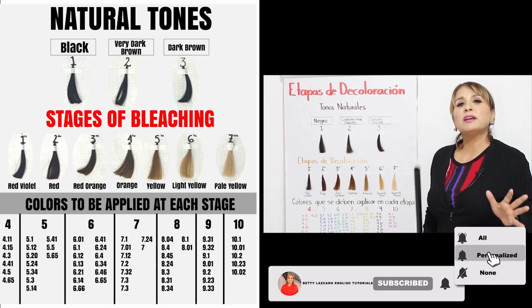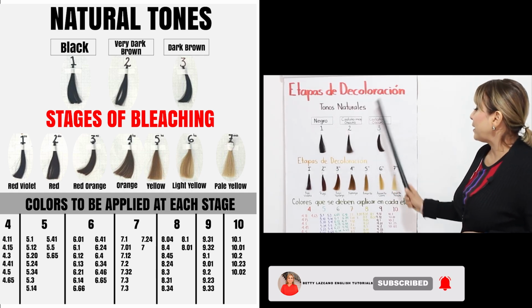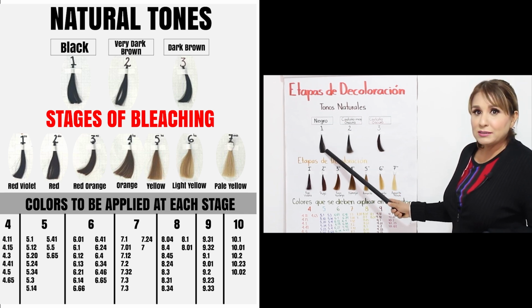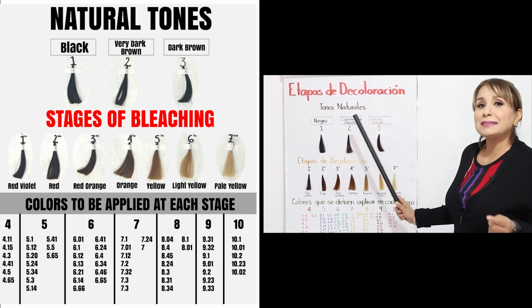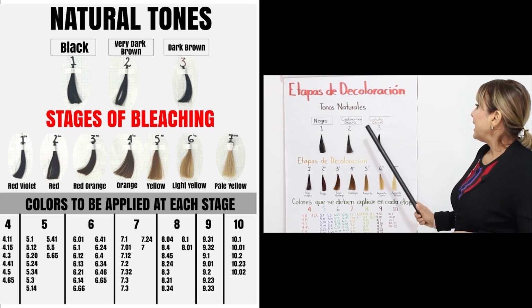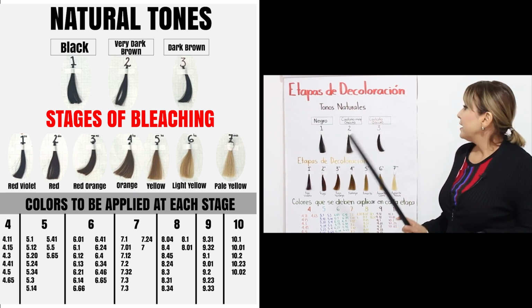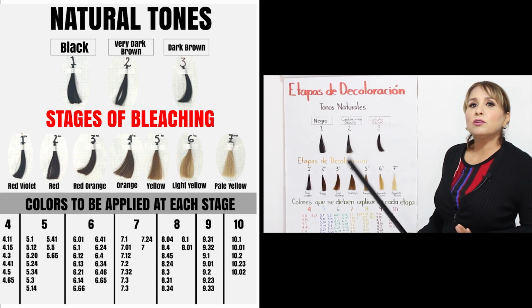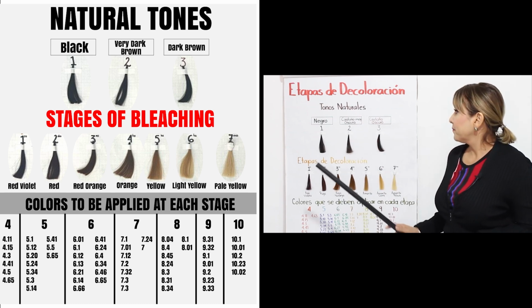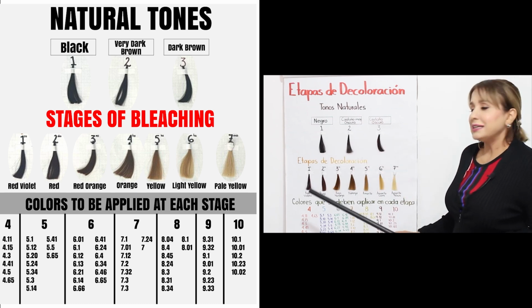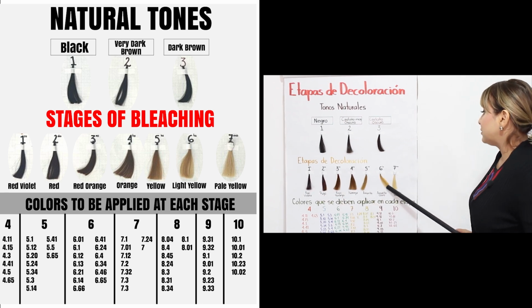We are always going to find these natural tones: black, which is 1, 2, which is a very dark brown, 3, which is a brown, and I was missing here 4, which is a medium brown. These will be derived from all these tones.